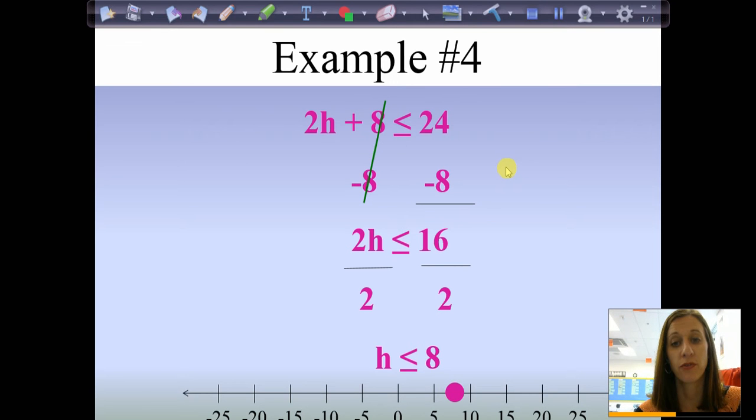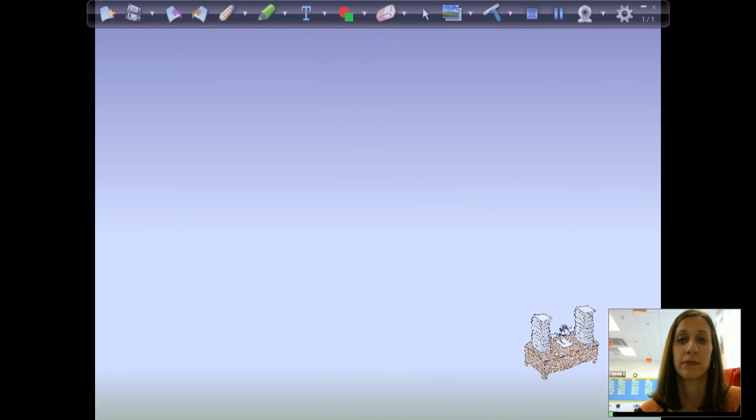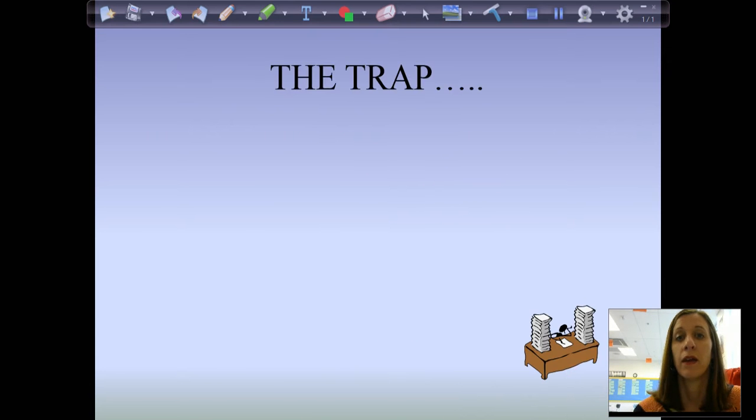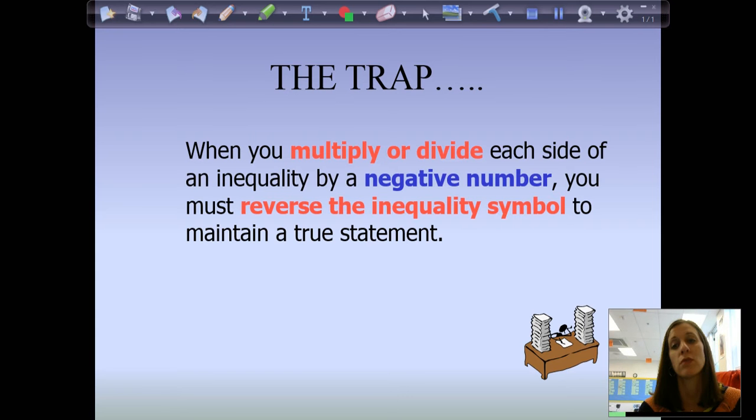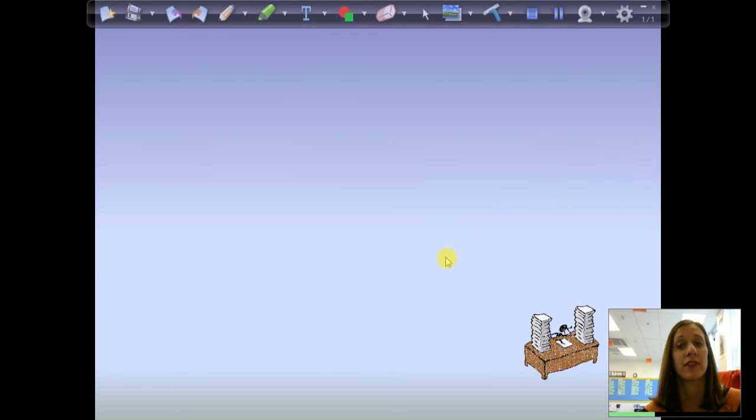And then to graph, we would have a closed circle at 8, and we would be shading to the left. Okay, so this is the one new rule with inequalities. When you multiply or divide each side of an inequality by a negative number, you must reverse the inequality symbol to maintain a true statement. So let's look at a couple of examples.